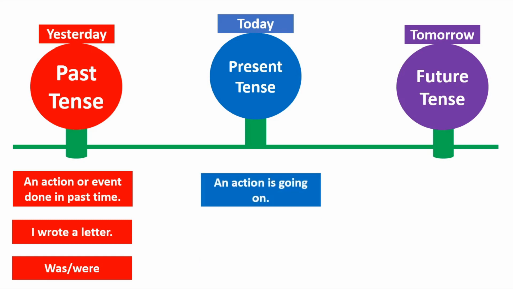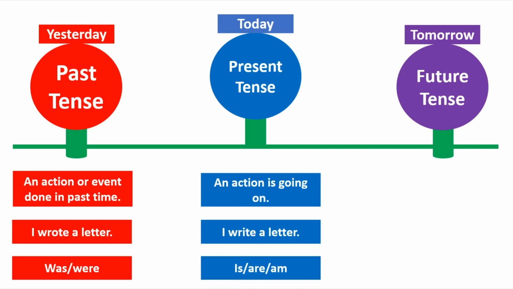Present tense: expressing an action that is currently going on. For example, I write a letter. In this sentence, the action of writing takes place at present time. Is or am is used as a helping verb in present tense.